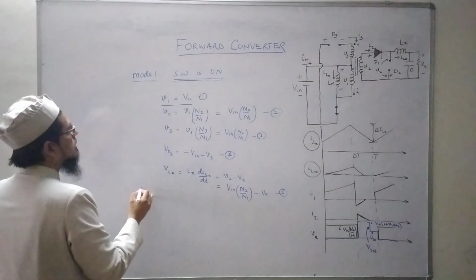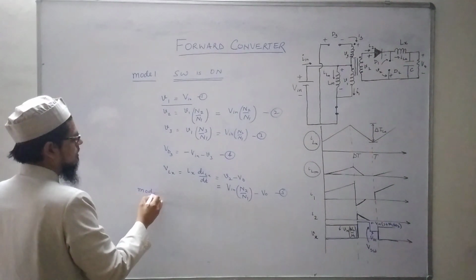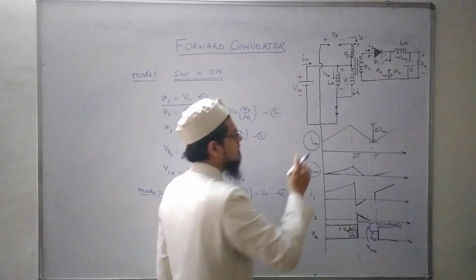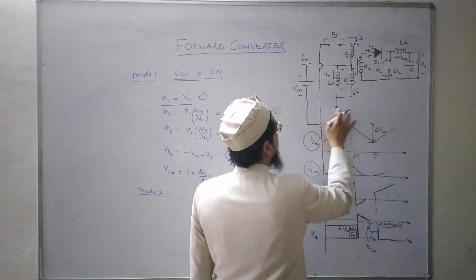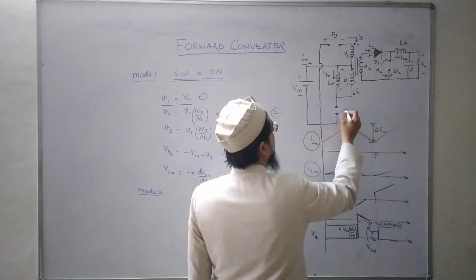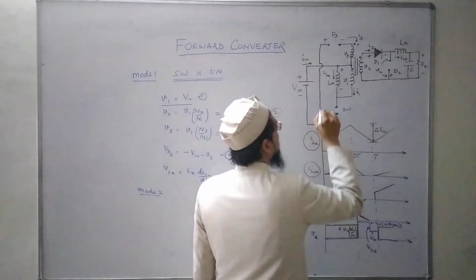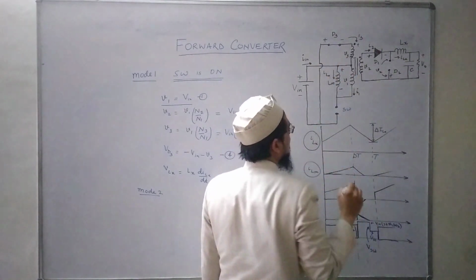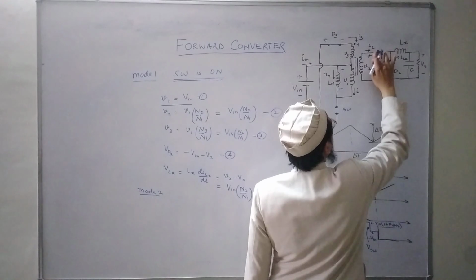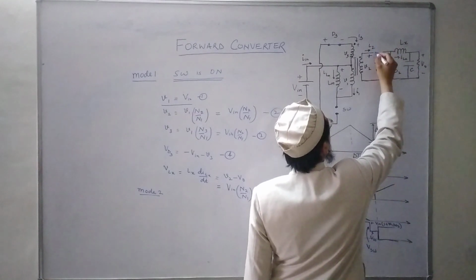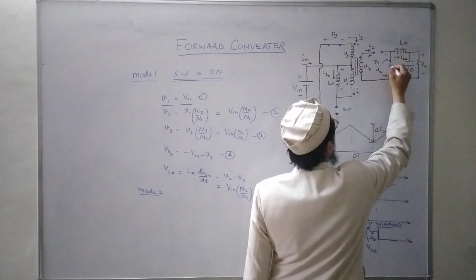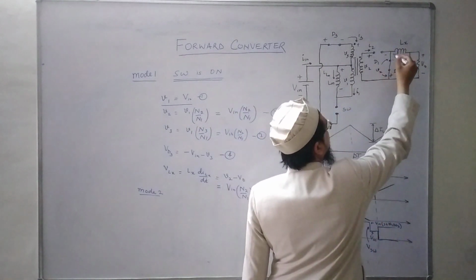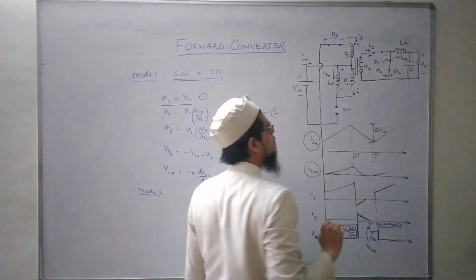Now let us take another mode, mode 2. So in mode 2, what happens? Now switch SW is no longer conducting, it is open circuited now, and now the current would be forced through diode D3 and it will start conducting, and on the secondary side the diode D1 will turn off and diode D2 will start conducting, because this current Lx has to flow through D2.